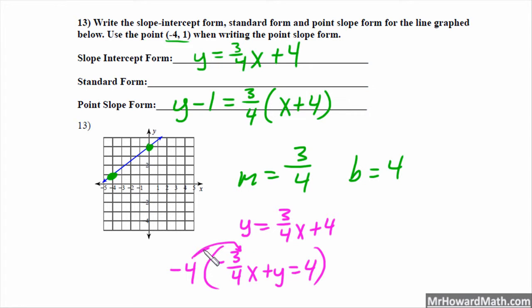So all terms get multiplied by this negative 4, and the negative 4 and this 4 will cancel, so I'm just left with the 3x there for that one. So 3x, we'll write it up here in the standard form box, so 3x. Negative 4 times y is minus 4y. That equals negative 4 times 4, negative 16. So there are all three forms for problem 13.